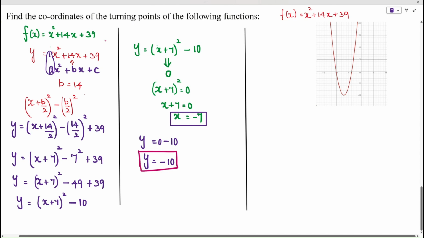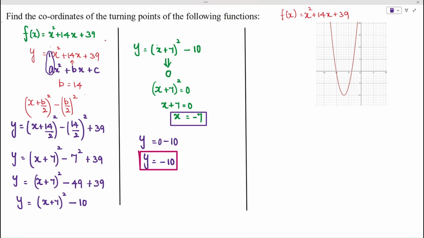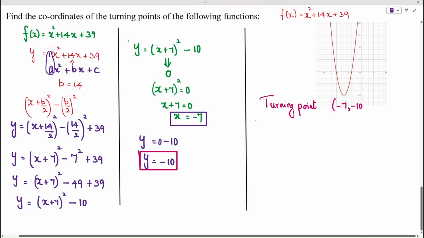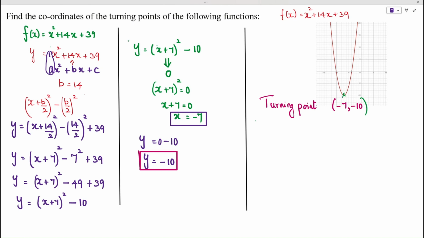So if we see the graph on the right, we can see that the turning point we have got is minus 7, comma, minus 10. And the reason we can draw the graph in this way is we have a coefficient of x squared that is positive. So that means that the graph goes down and then turns up. So this turning point is a minimum point.